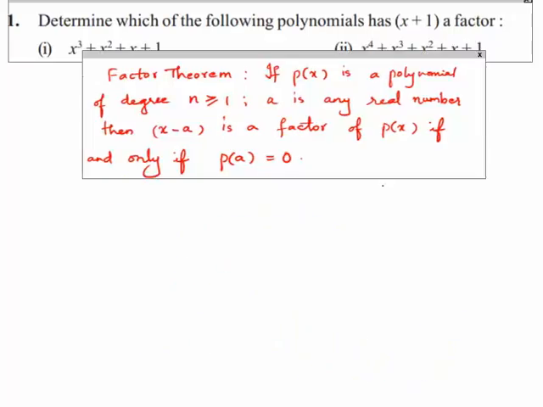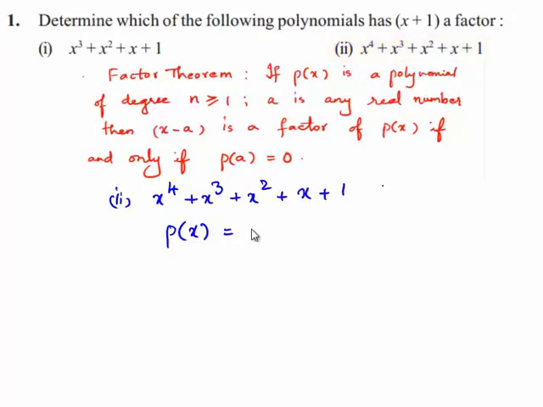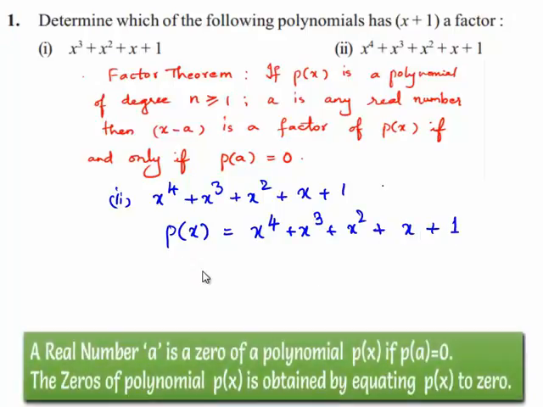Now coming to the second problem, which is x power 4 plus x cube plus x square plus x plus 1. We can write it as p of x is equal to the given polynomial x power 4 plus x cube plus x square plus x plus 1. And the 0 of the polynomial we have obtained already by x plus 1 is equal to 0 and x is equal to minus 1.